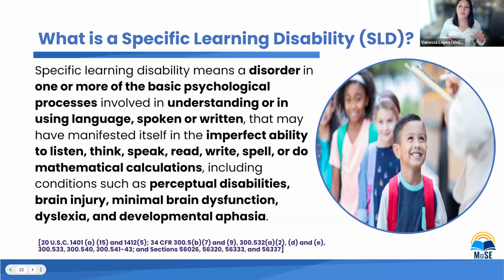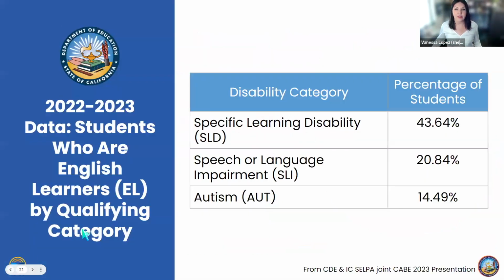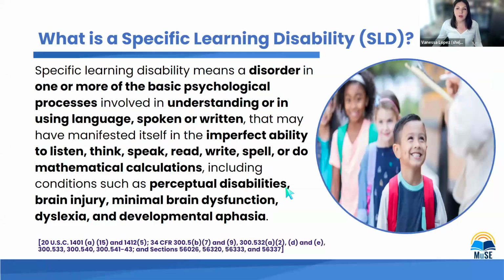So SLD being by far the largest percentage, 43.64, it is important for us to understand what it is and what it isn't. So SLD is one of 13 distinct disability categories under which students can meet eligibility to receive special education services. Some of our kiddos have a primary disability and a secondary disability, and then additional ones as well, right? So let's talk a little bit about SLD.